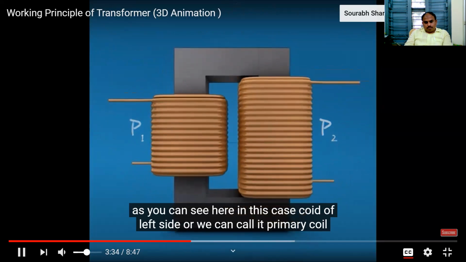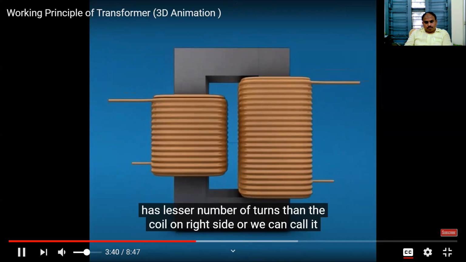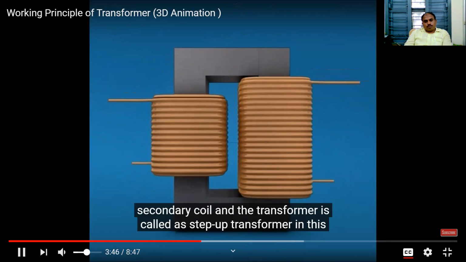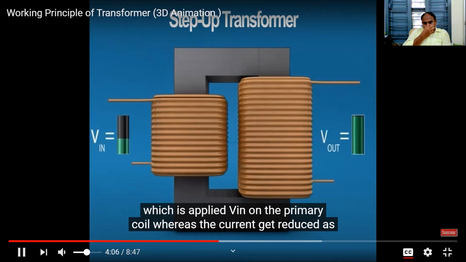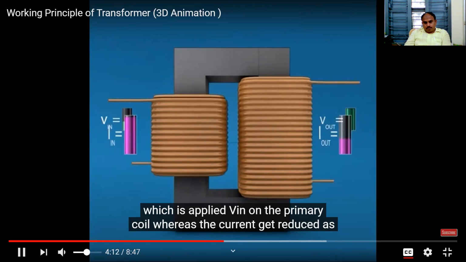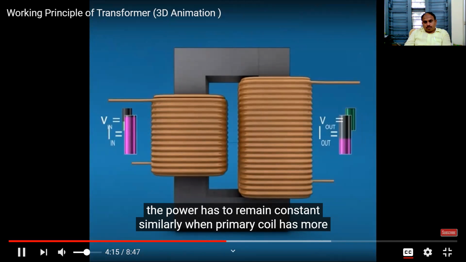As you can see here, in this case, the coil on the left side, or we can call it the primary coil, has fewer turns than the coil on the right side, or the secondary coil. And the transformer is called a step up transformer. In this case, the voltage induced on the secondary coil, V out, is higher than the voltage applied, V in, on the primary coil, whereas the current gets reduced as the power has to remain constant.